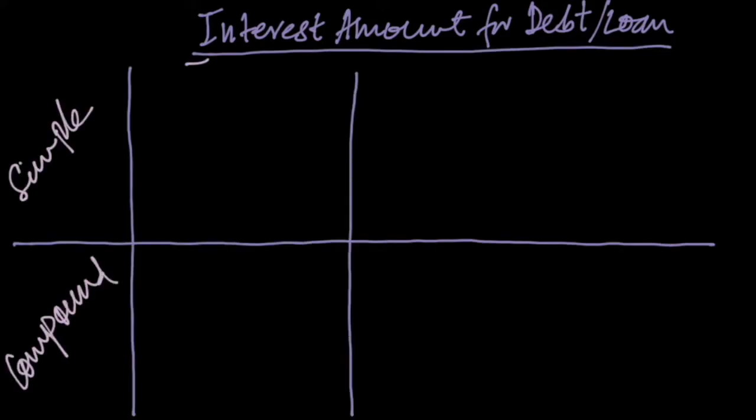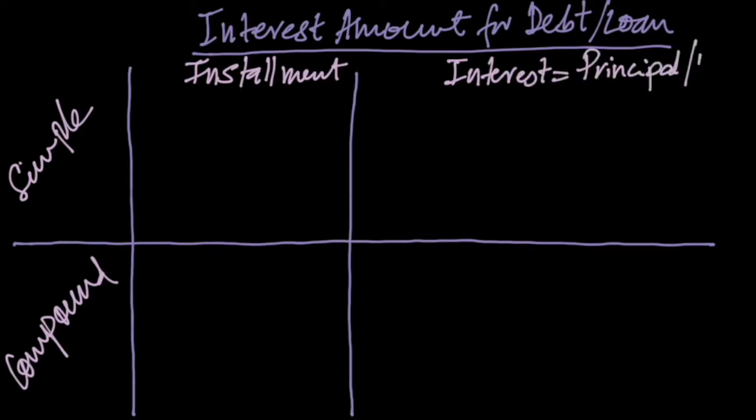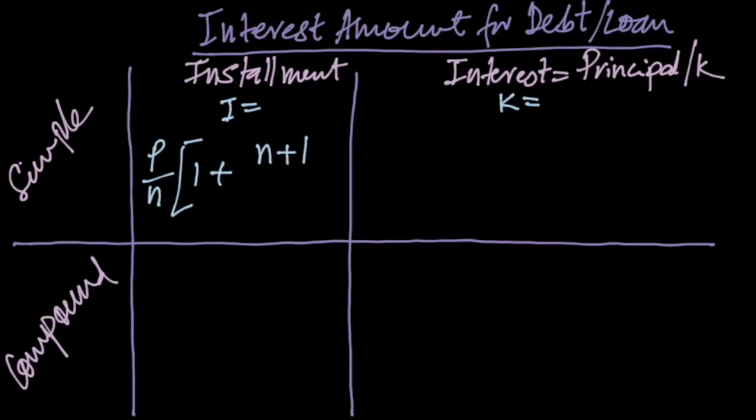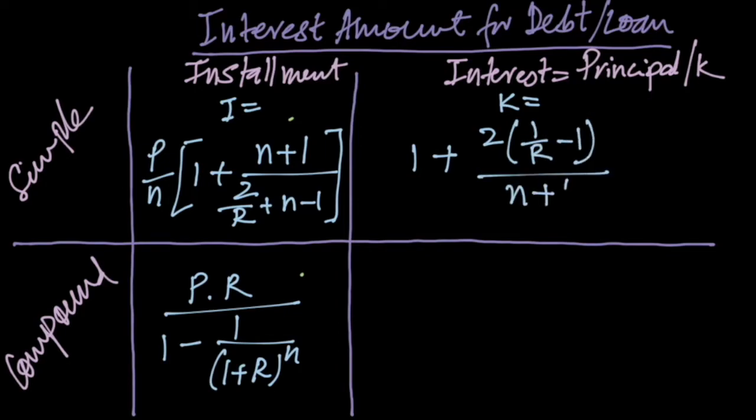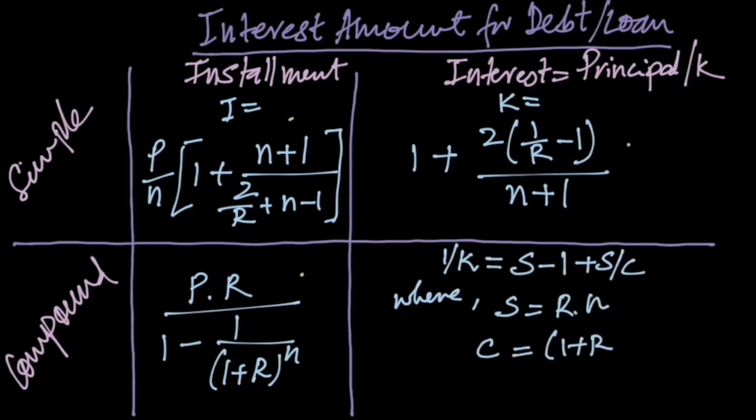Now let's take the debt and loan case. Here the first column is just a repeat of the previous slide, which restates the formula for calculating the installment amount. Here K tells what fraction of the principal will be paid as interest. In the case of compound interest, it is easier to express the opposite of K, which is how many times the principal will be paid as interest.